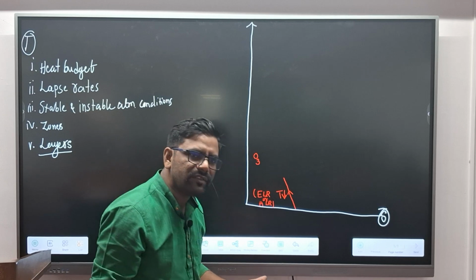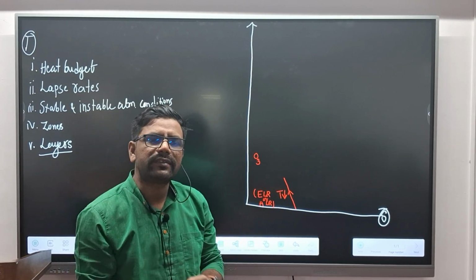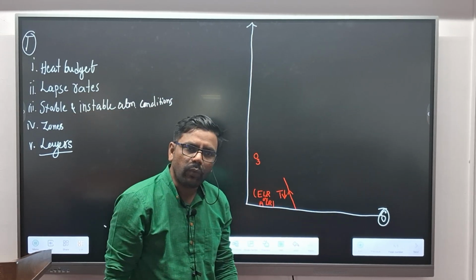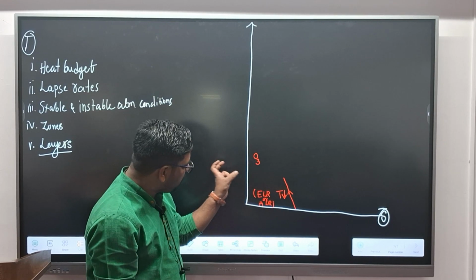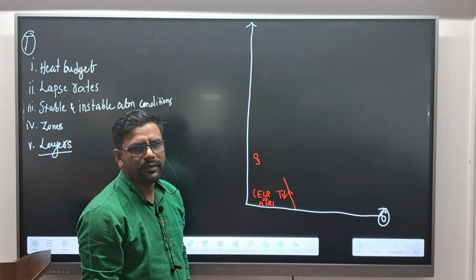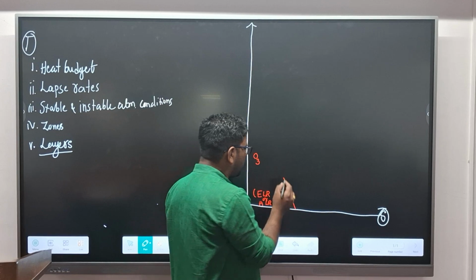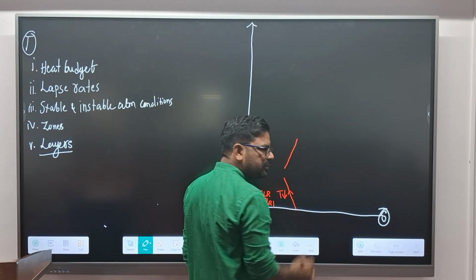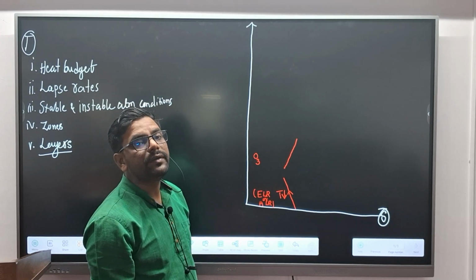Greenhouse gases can absorb the terrestrial radiation, and if it absorbs terrestrial radiation, what happens to the temperature of that area? It will increase, isn't it? Because of the presence of O3, the temperature here would be more. Getting my point? Temperature will increase.